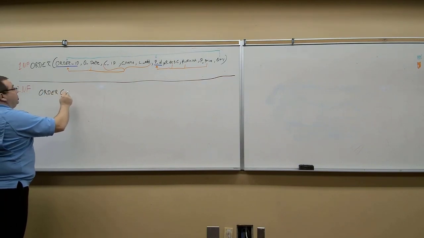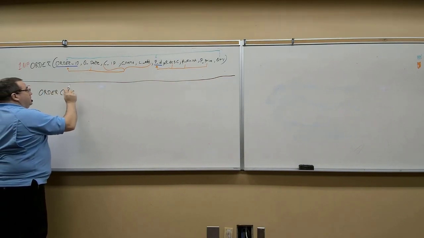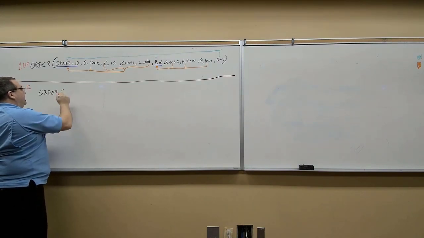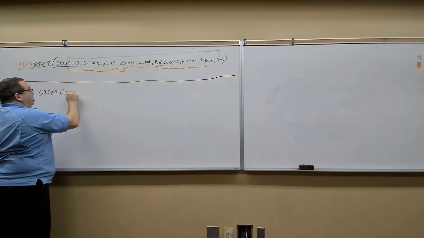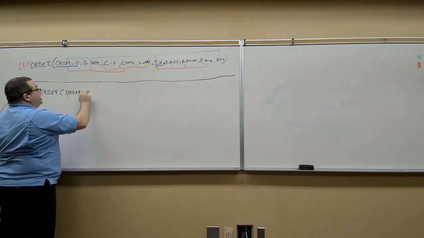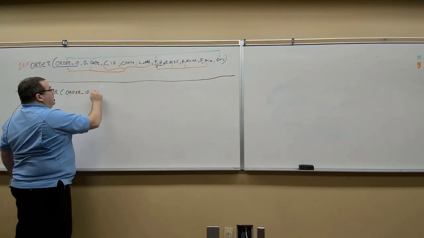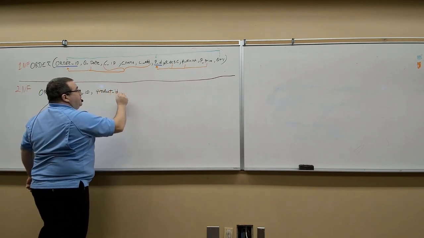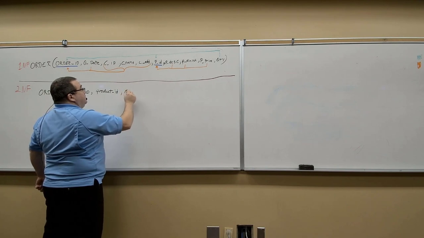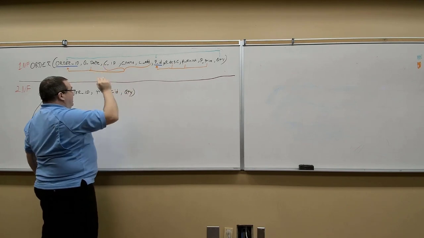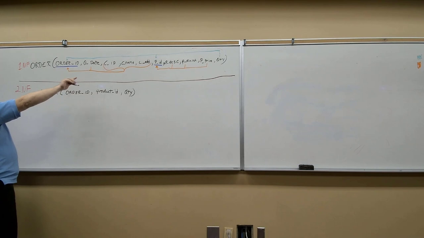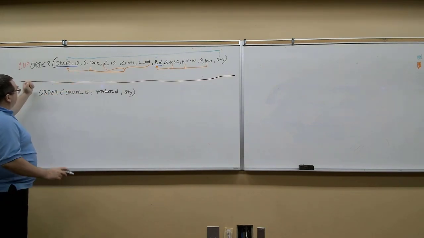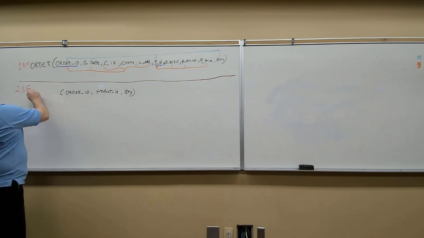order, which has order ID, product ID, quantity. Fantastic. We also identified two more things. So we got, actually, this is not order. This is order line, but let's go.